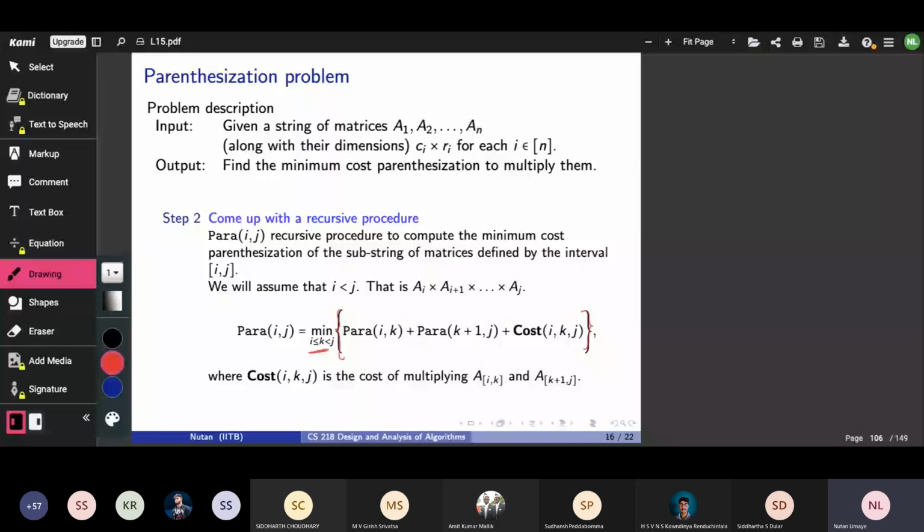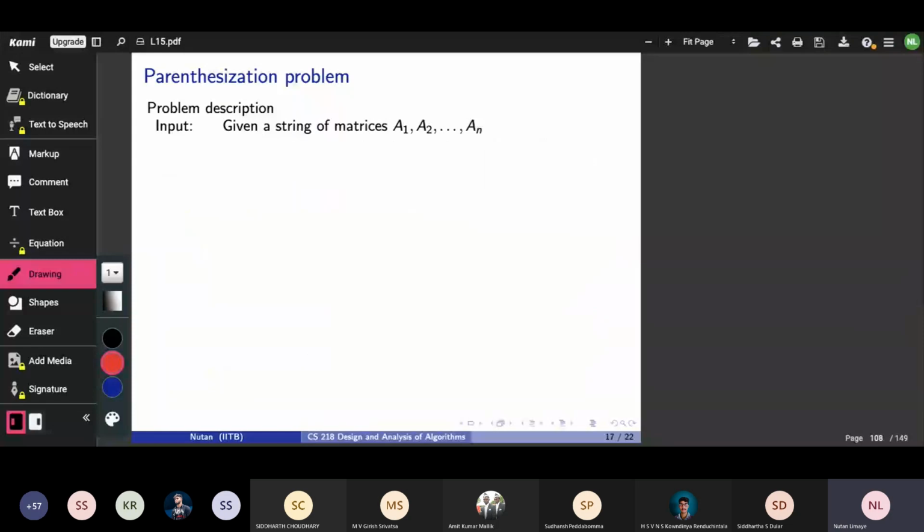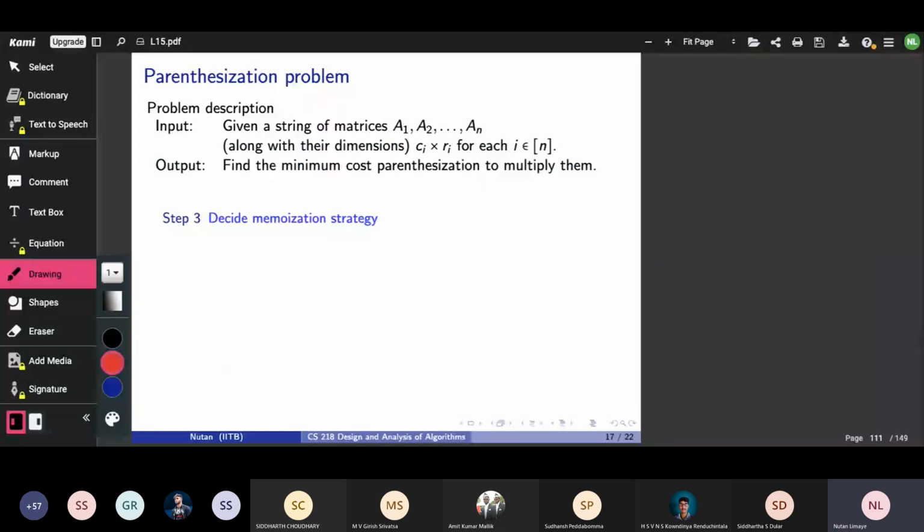Please go through them. They'll be useful for you to get used to this sort of exercise of coming up with the recursive procedures and so on. Okay, defining subproblems, coming up with the right recursion, etc. So now we are at step number 3, which is memoization. This is not very difficult.